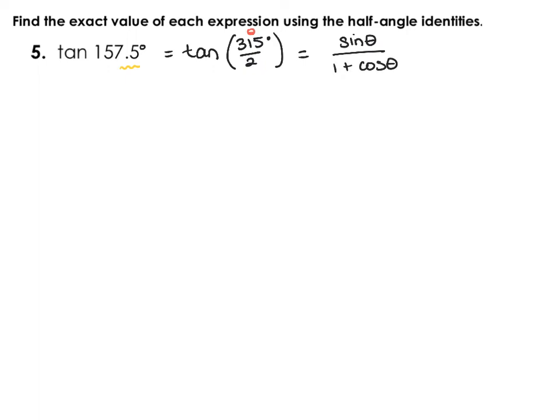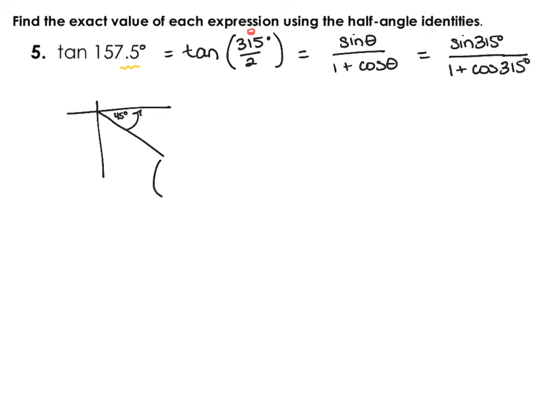So in this example, it's going to be the sine of 315 degrees over 1 plus the cosine of 315 degrees. So now our job is just to figure out what the sine and cosine of 315 degrees are. So 315 degrees is going to be 45 degrees shy of 360. So our coordinates are going to be square root of 2 over 2 and negative square root of 2 over 2. Those are our two coordinates.